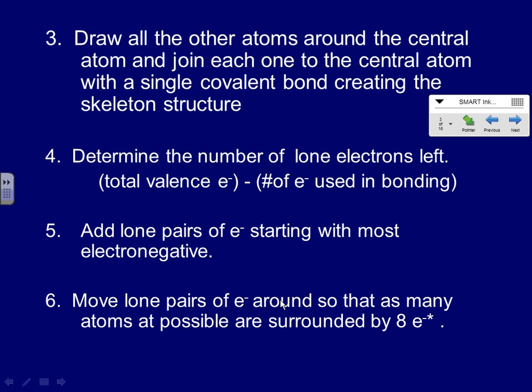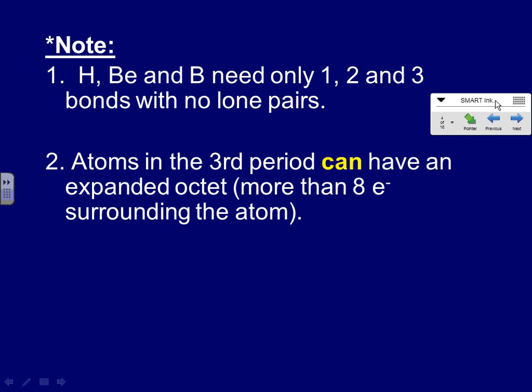And if we have to, we move lone pairs around to make double bonds or triple bonds so that each atom is surrounded by 8 as per the octet rule, but we know that there are many exceptions to that now. Hydrogen can get away with just 2 electrons around it, beryllium can get away with 4 electrons or 2 bonds, and boron can get away with 6 electrons or 3 bonds. And you also need to keep in mind now that we have the expanded octet, and so any elements in the 3rd period or below can have more than 8 surrounding that atom.